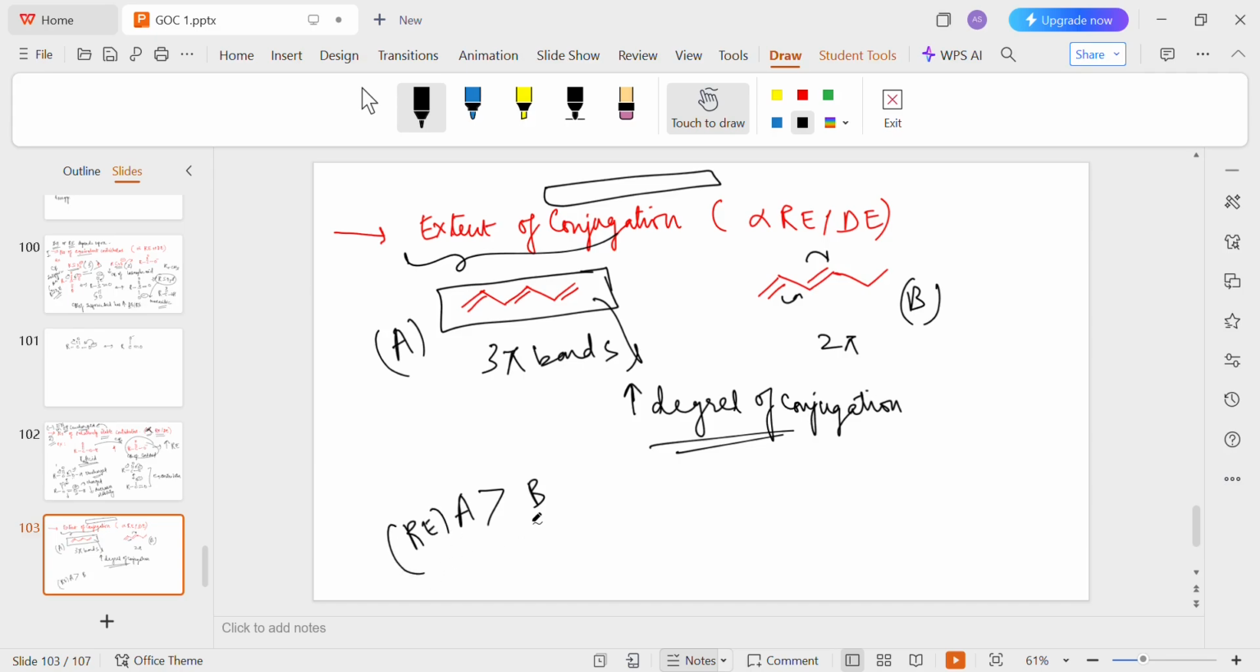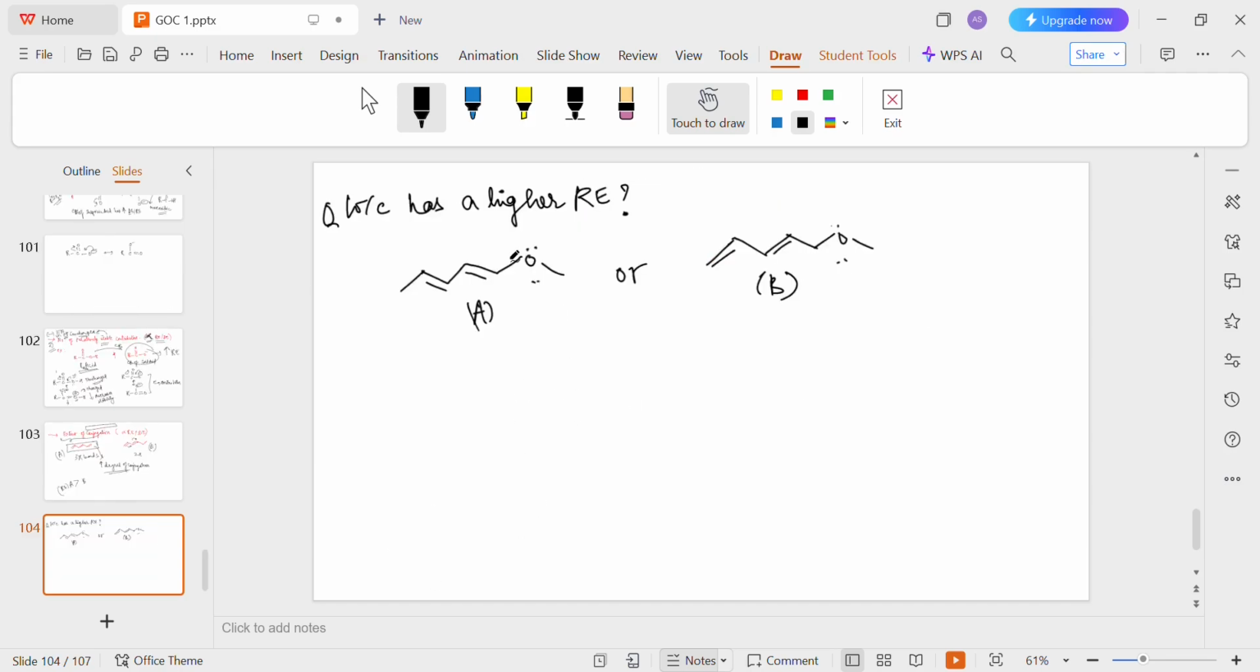Now let us see this question. Out of structure A and B, which ether has a higher resonance energy? Both of these are ethers na. So इसमें आप देखो, इधर pi sigma pi type delocalization and here pi sigma lone pair type delocalization is possible. तो थ्रू आउट इस सिस्टम में डीलोकलाइजेशन कंप्लीटली पॉसिबल है.